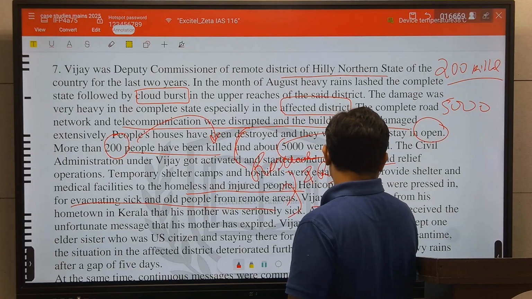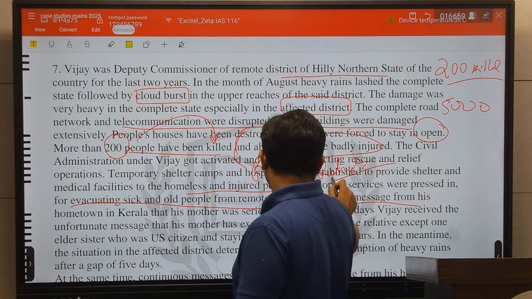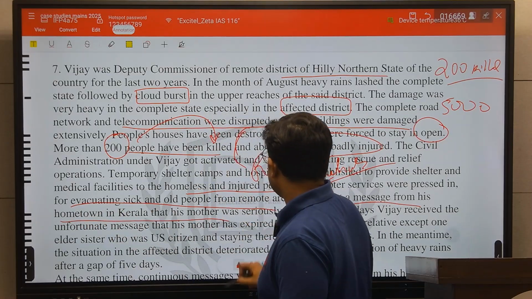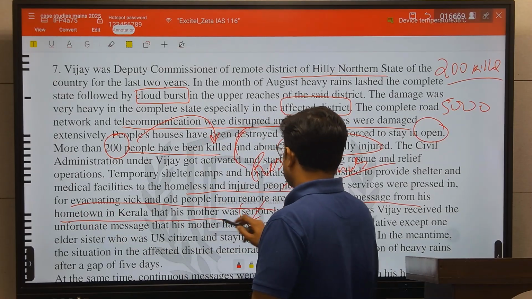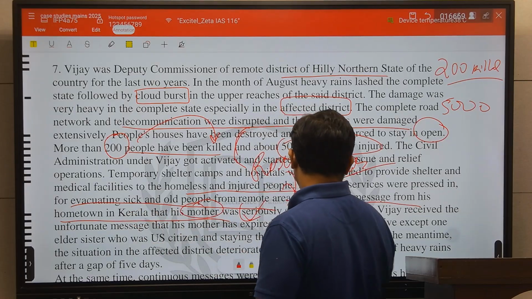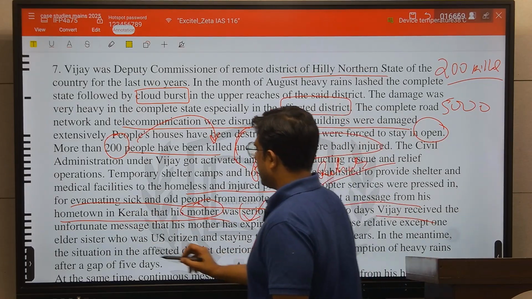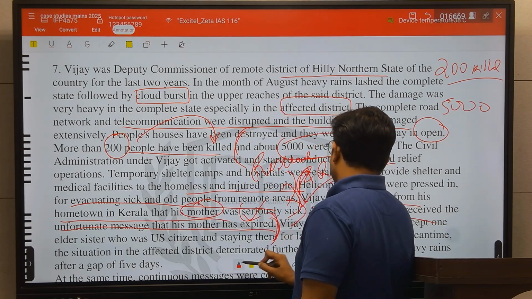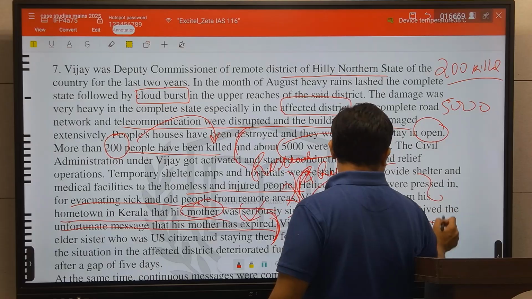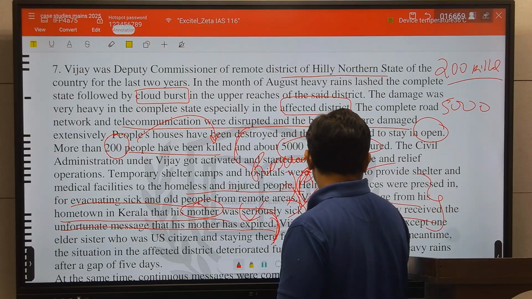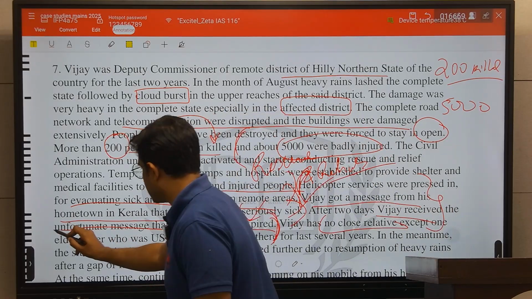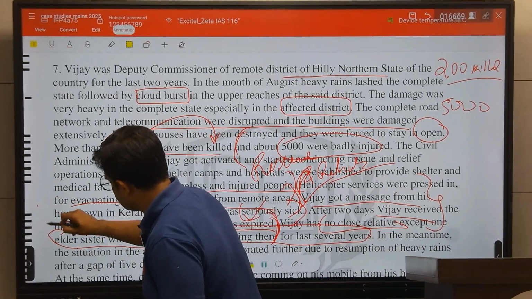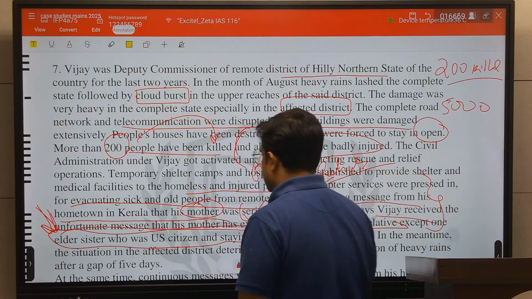Basically, here is how the case study adds a twist. Vijay got a message from his hometown in Kerala that his mother is seriously sick. Okay, mother. After 2 days, Vijay received the unfortunate message that his mother has expired. Okay, a personal loss, when a tragedy is happening. This is one important part for us. Vijay has no close relative except one elder sister, who is a US citizen staying there for several years. So one elder sister he has.